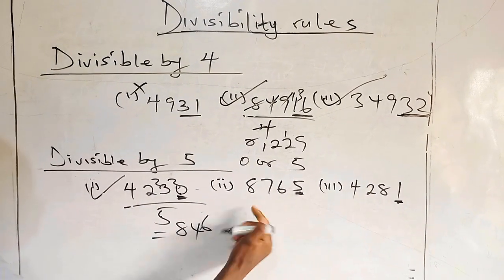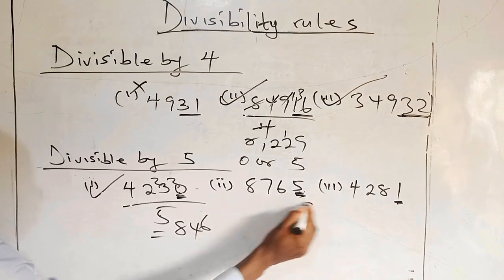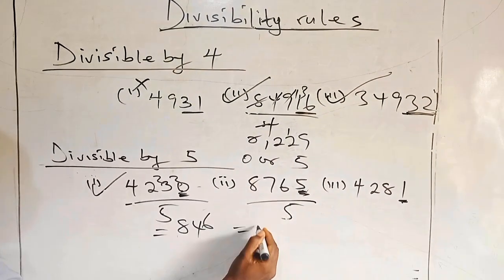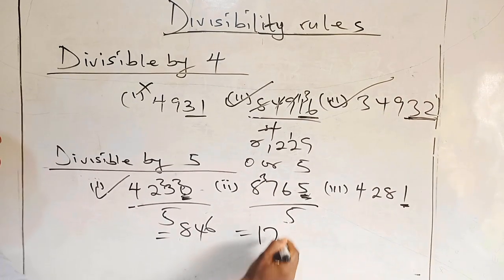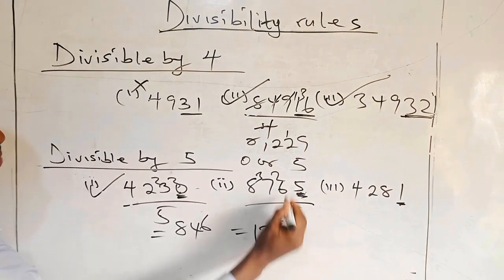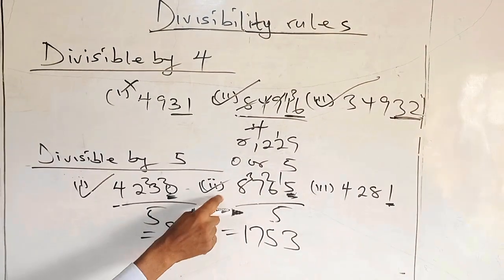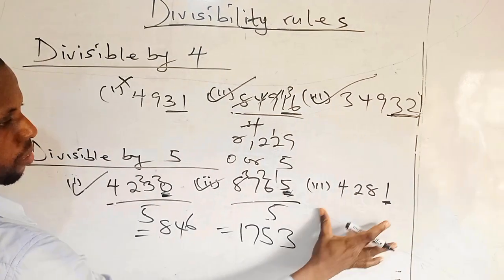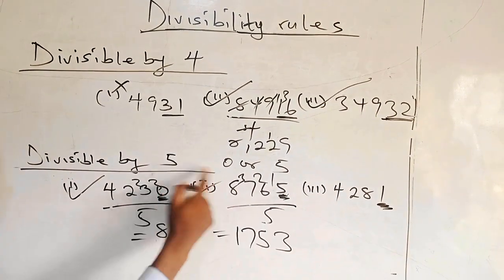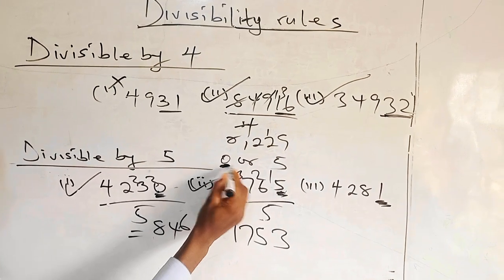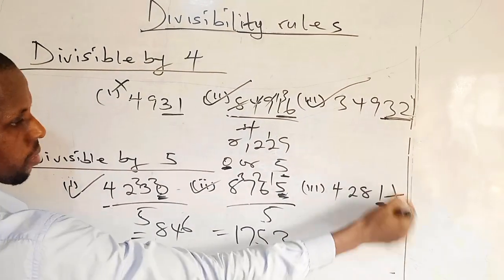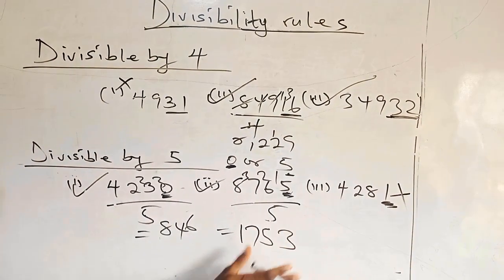This is divisible by 5 because the last digit is 5. When you try to check it, you have here 1, in 37, 5 times 7 is 35, 5 times 5 is 25, 5 times 3 is 15. So this one is divisible by 5. But when you look at the last one here, look at the last digit, it does not qualify for 0 or 5, so automatically it's not divisible by 5.